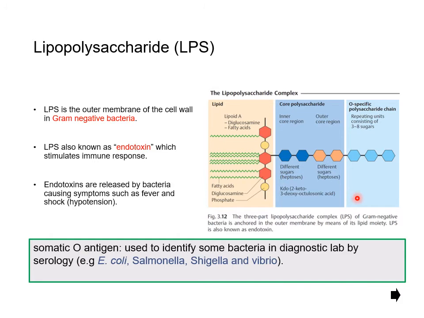This structure is formed of three parts, and the O specific polysaccharide is what we use to identify the bacteria, because we have specific antibodies in the serology lab that you add to the bacteria, and once you see a reaction, you will know which bacteria it is. We have specific antibodies for all these bacteria: E. coli, Salmonella, Shigella, and Vibrio. Don't worry about the names at this point, because all of these names will be repeated again and again, and you will learn more details about these bacteria.